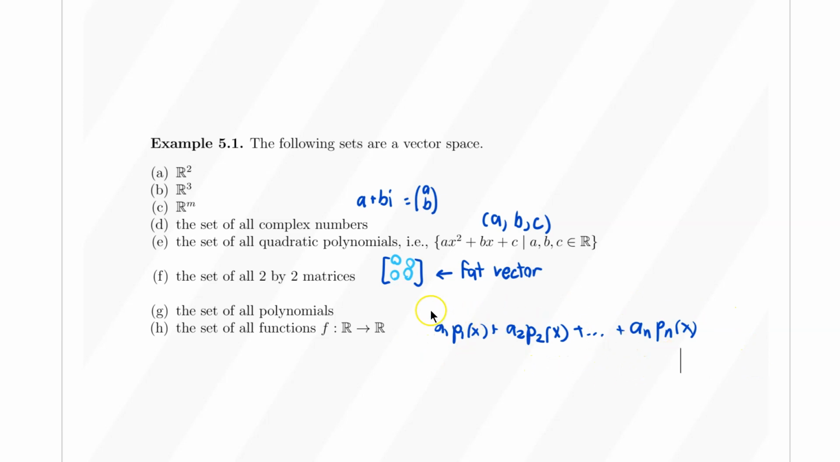So in a way, the set of all polynomials and the set of all functions are vector spaces, although they are not vectors in the usual sense, but I can think of polynomials and functions here as just some vectors, basically.